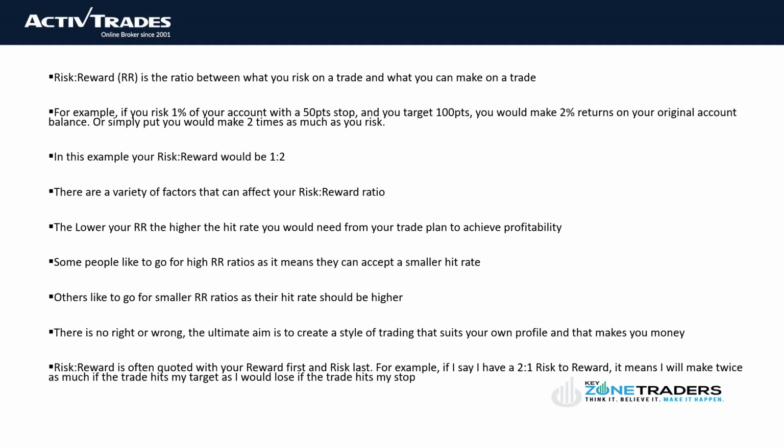Risk to reward is often quoted with your reward first and your risk last. So for example, if I say, oh, I've got a 2-to-1 risk to reward on that, generally speaking that I've made twice as much if the trade hits my target as I would lose if the trade hits my stop. So it's a little bit of an oxymoron, it's pronounced risk to reward, but generally speaking, if you say your risk to reward is 2, you've got a positive expectancy, so therefore it's like a 2-to-1 reward to risk. Right, I hope that all makes sense.